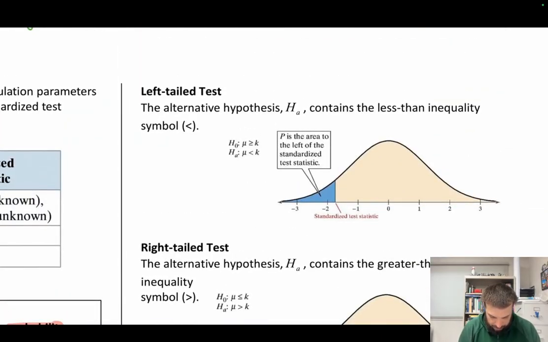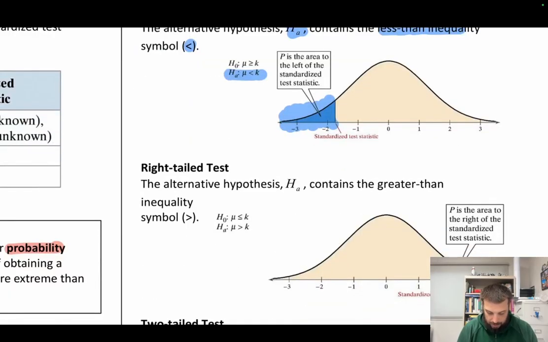All right, so the first one is a left-tailed test, and you can see, just as we looked up in the z-table, that's the left side of the normal distribution. And our alternative hypothesis contains a less than inequality. That's how we know we're going to have a left-tailed test. You can see that right there. Now on our right-tailed test, it's going to be on the right side of our normal distribution, and the alternative hypothesis now contains a greater than inequality. And again, you can see that right there.